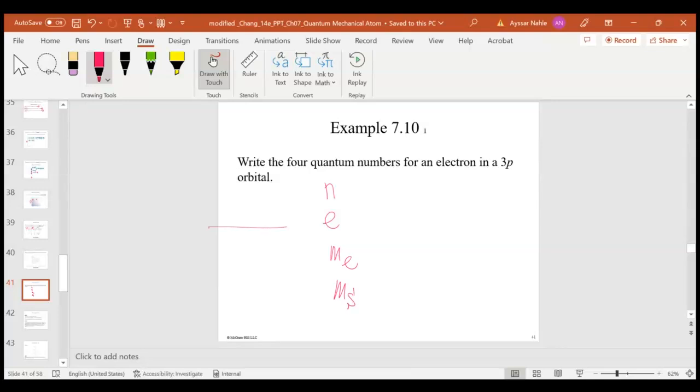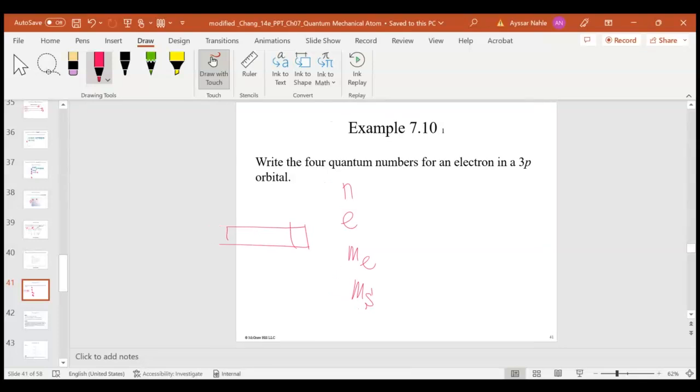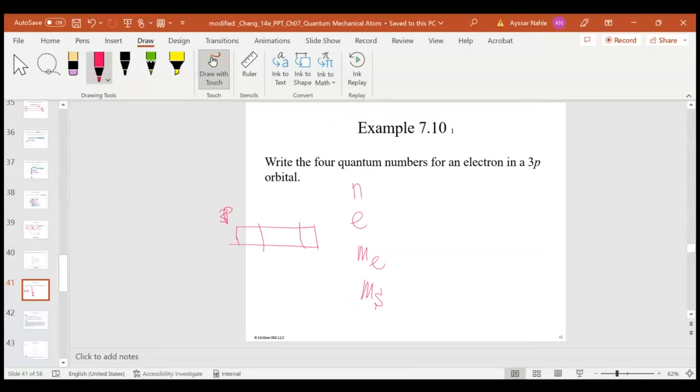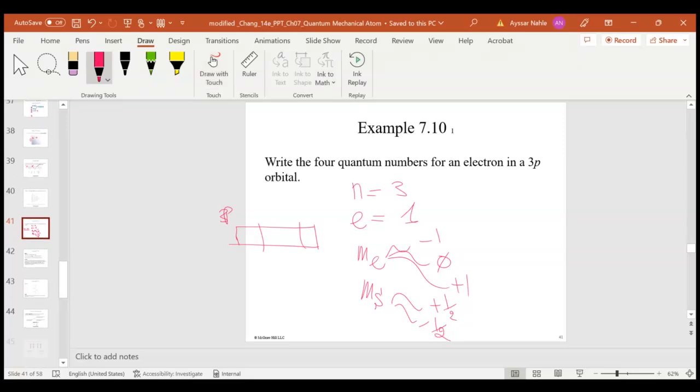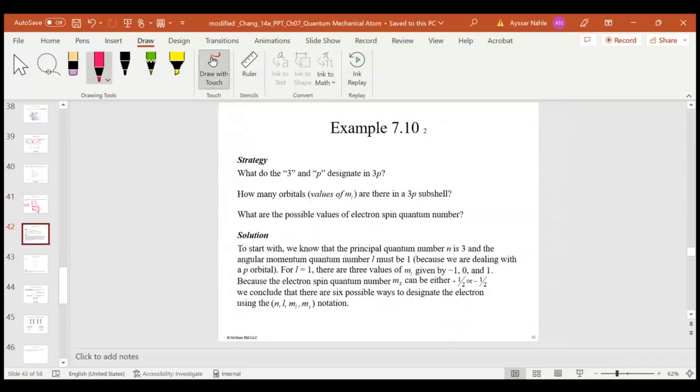Now 3p, you have actually what you have in there. You have 1, 2, 3. That's a 3p. Now n equals what? 3 definitely. L equals what? 0, 1. L equals 1. ML could be what? Minus 1, it could be 0, it could be plus 1. MS could be either plus half or minus half. There is nothing else. And we can fill the electrons as they are. It's very easy and it should be fine.